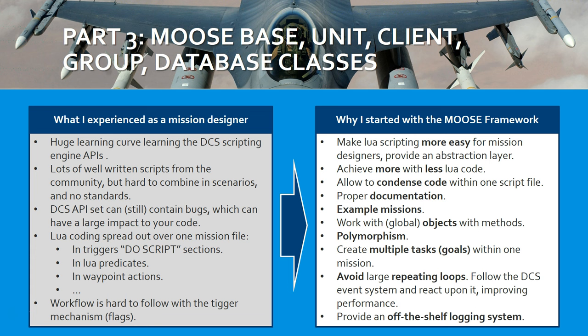The third problem that I found is that the DCS scripting engine API set still can have bugs, which can have a large impact on your code. Now, these bugs are sometimes completely not avoidable, but sometimes there's a workaround, and building the workaround to avoid the bug may have a large impact on your code. Which is very frustrating, and I went through it myself, and I can guarantee you I don't want to have everybody experiencing this.